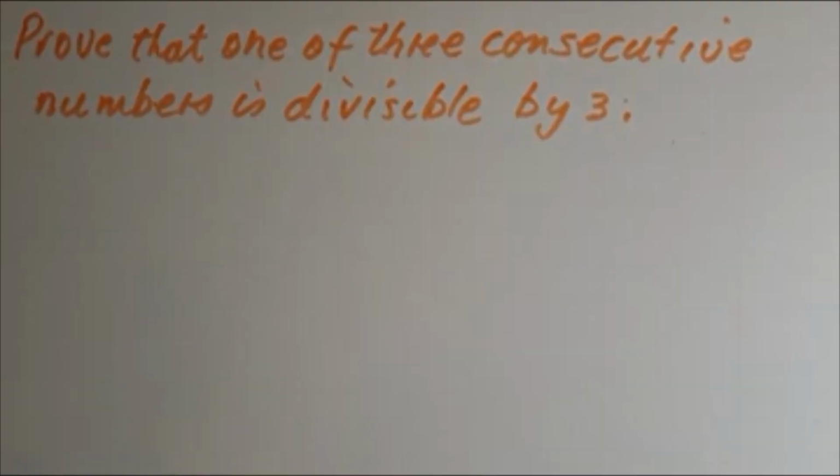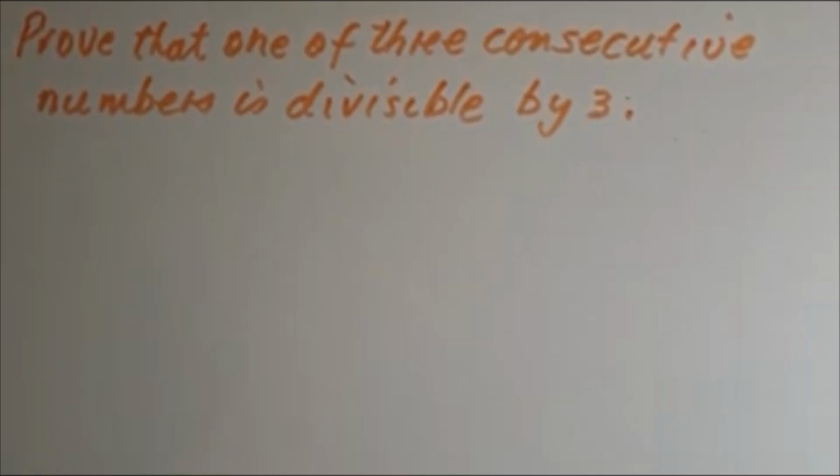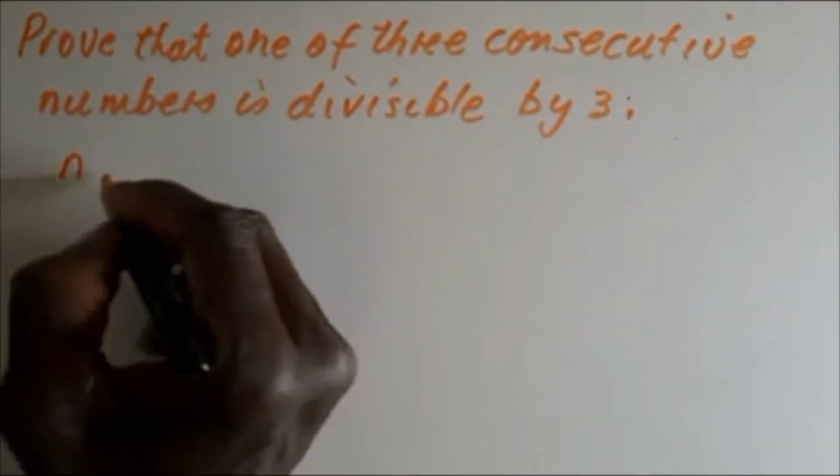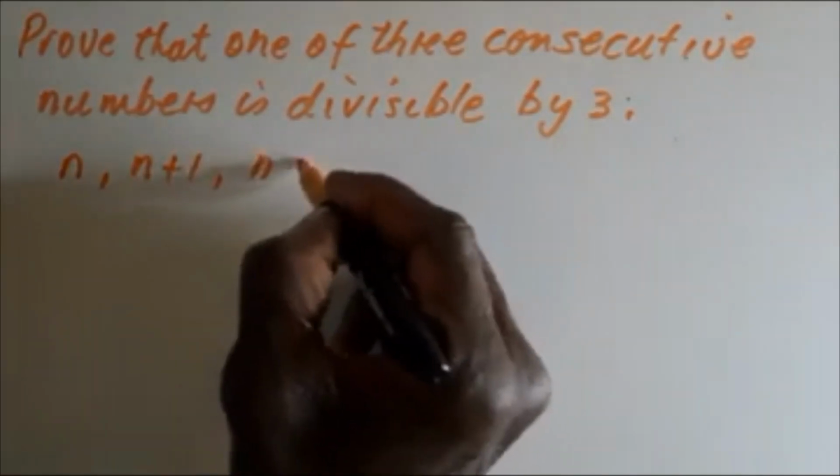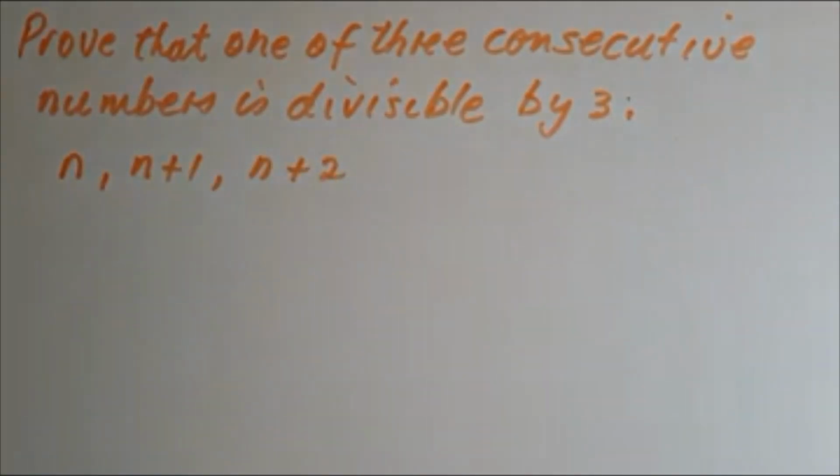Hello. Prove that one of three consecutive numbers is divisible by 3. Let's have these numbers as n, n add 1, and n add 2. So we'll start with n.